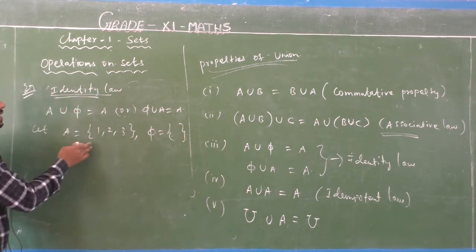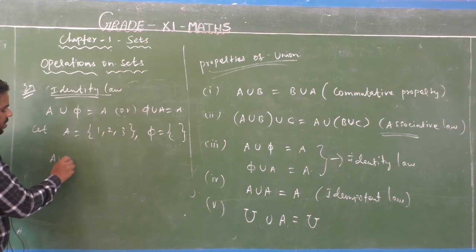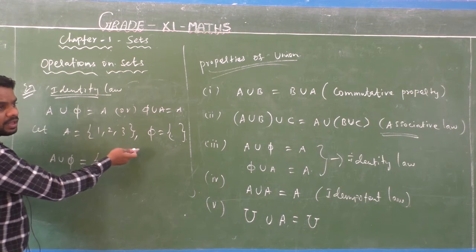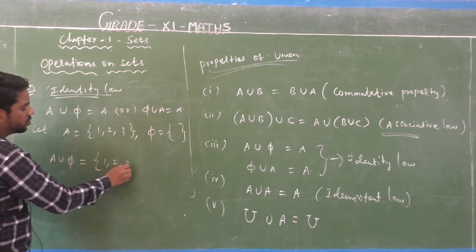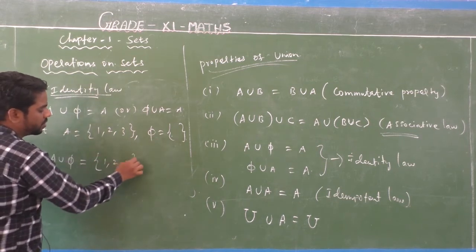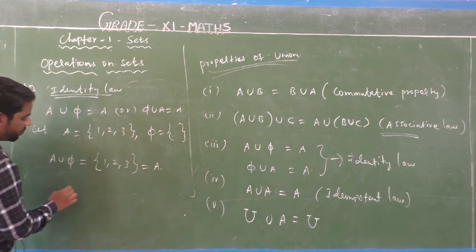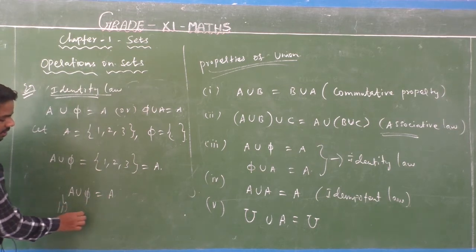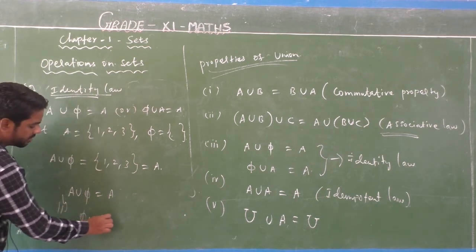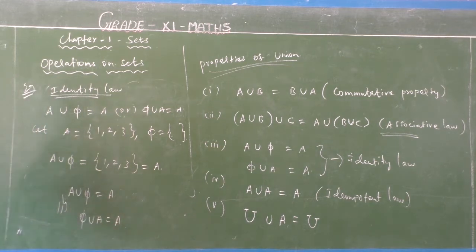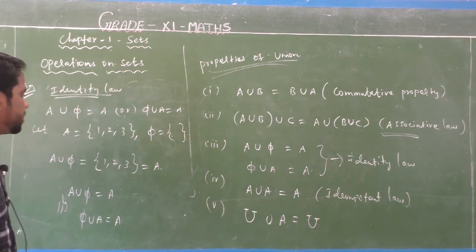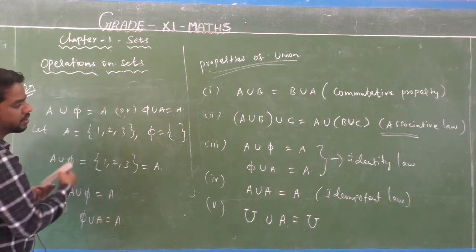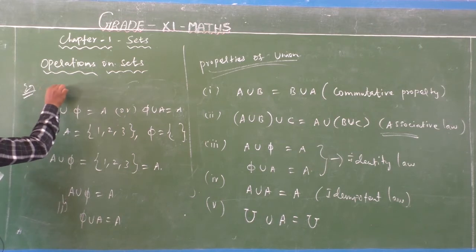So union of two sets A and phi, A union phi is equal to all elements from A and all elements from phi, 1, 2, 3. Phi has 0 elements, so 1, 2, 3 only, which is equal to A. So therefore, A union phi is equal to A, and similarly phi union A is equal to A. This is identity law. Next, fourth one, idempotent law.